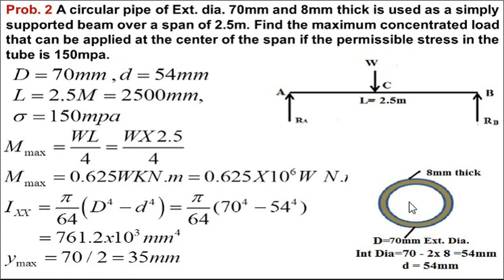And Y max is 70 by 2. Y max is the distance of the extreme fiber from the neutral axis. A circular section is also a symmetrical section, so the neutral axis will be at the center. So the total diameter is 70, which means the distance of the extreme fiber will be 70 by 2, that is 35 mm.